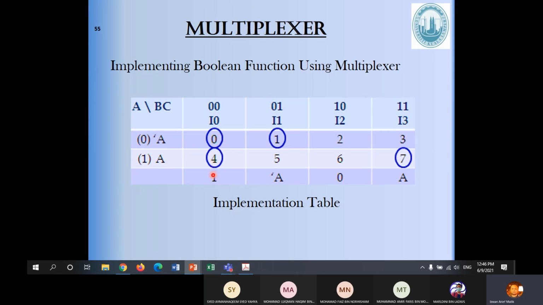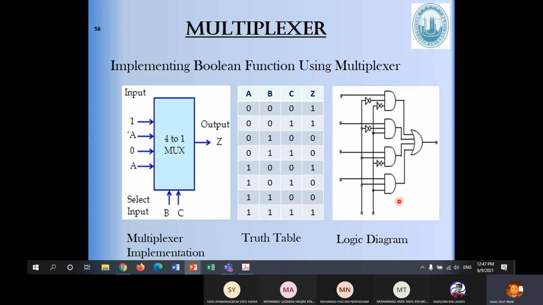Compare, kalau ada dua-dua dia jadi 1. Kalau tak ada langsung dia jadi 0. Kalau ada dekat A bar, dia akan jadi A bar. Kalau ada dekat A, then dia akan jadi A. So that is the steps of implementation table. Then what else you have to do? Just draw the block diagram.